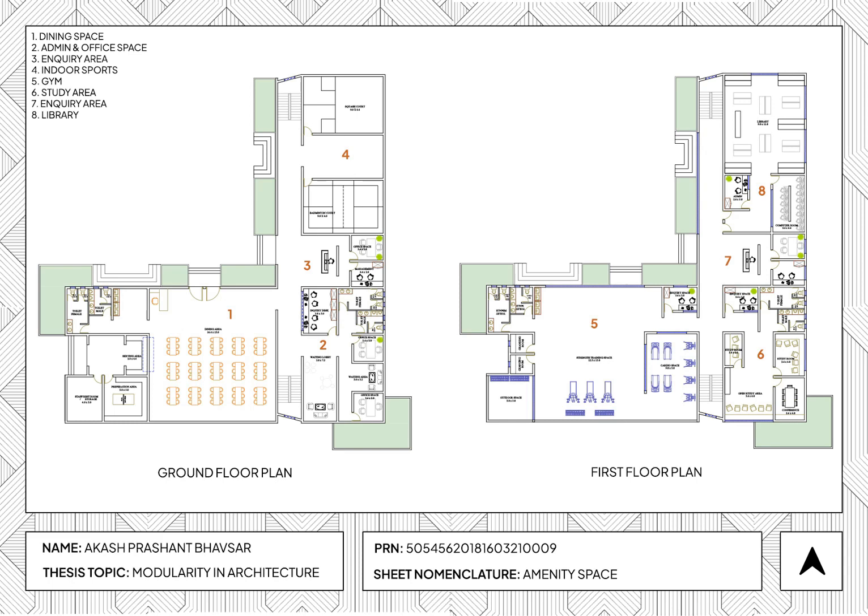Moving on to the amenities block, the block consists of a dining space, admin office area, indoor sports, gym, study area for the students, and a library.